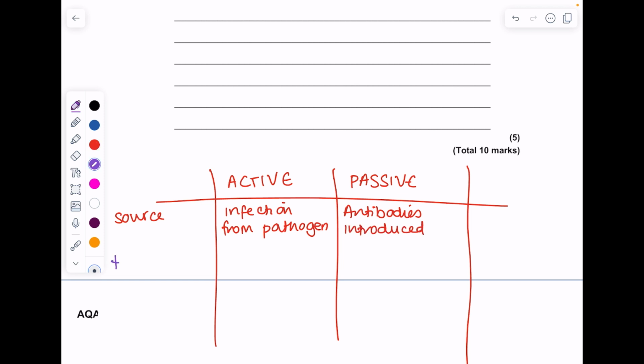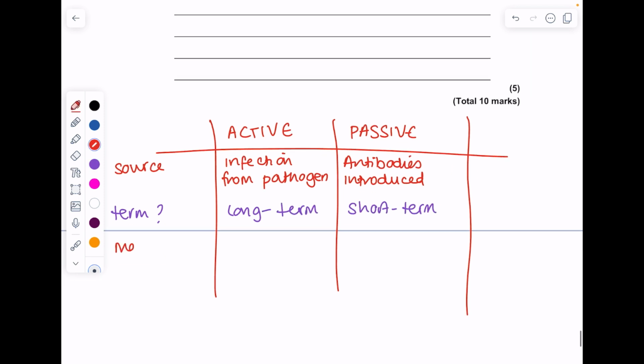What about how long these types of immunity last? Well, active provides long-term immunity, passive provides short-term. Do each of these involve memory cells? With active immunity, the answer is yes, due to the B cells undergoing cell division by mitosis to form memory cells. In passive immunity, that won't take place.